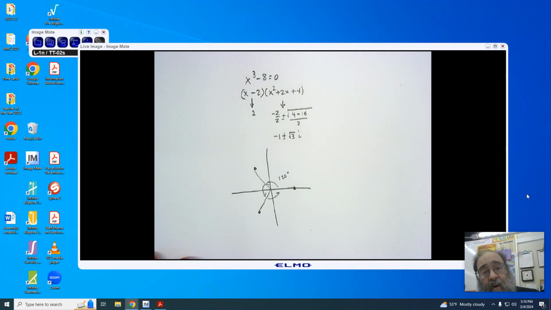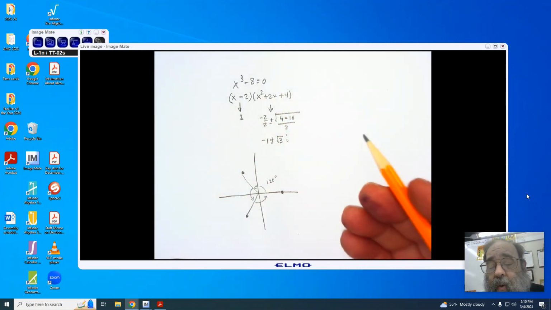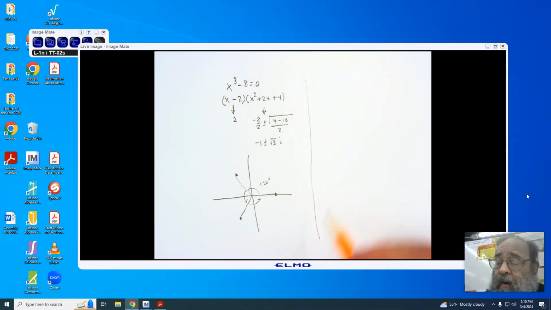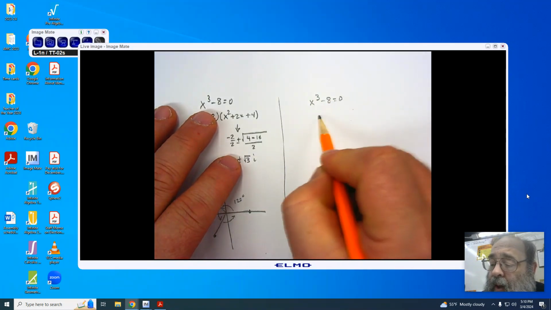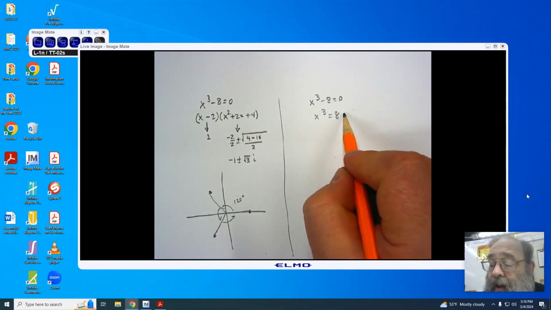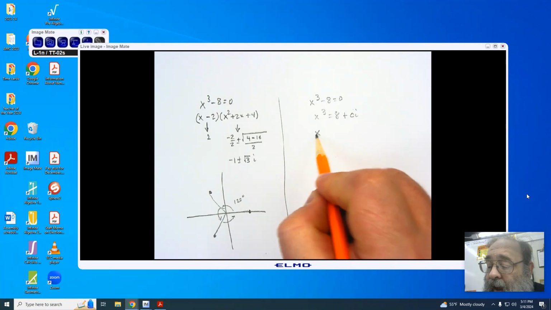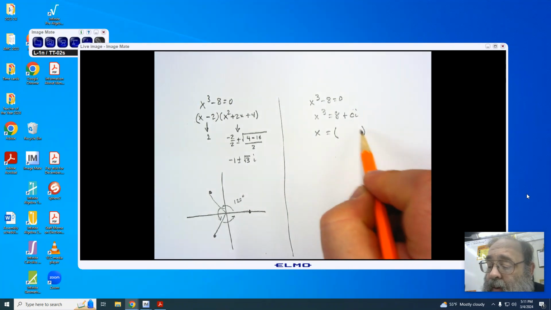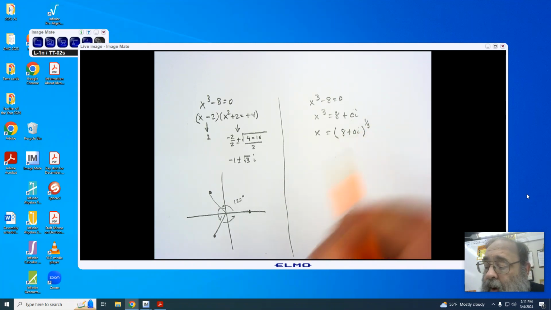Now, DeMoivre's theorem for finding our imaginary roots works in a similar fashion, but instead of having to factor and use the quadratic formula, what we do is we start by saying if I have x cubed minus 8 equal to 0, then I have x cubed is equal to 8, and I can immediately change that into a complex number as 8 plus 0i. That means that I'm now looking at x equaling the cubed root of 8 plus 0i to the 1/3 power.